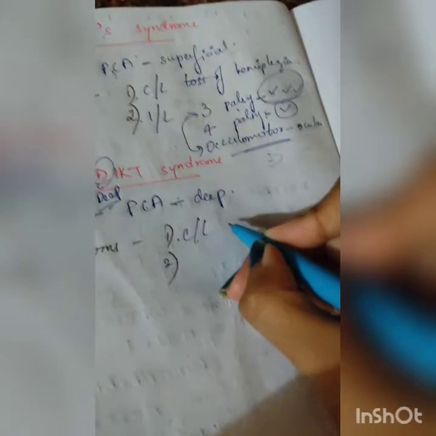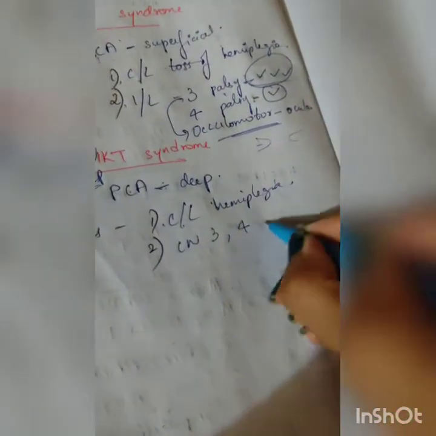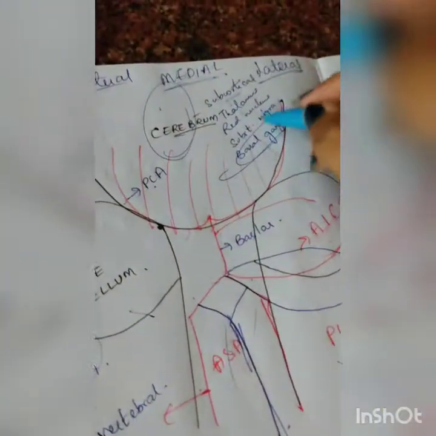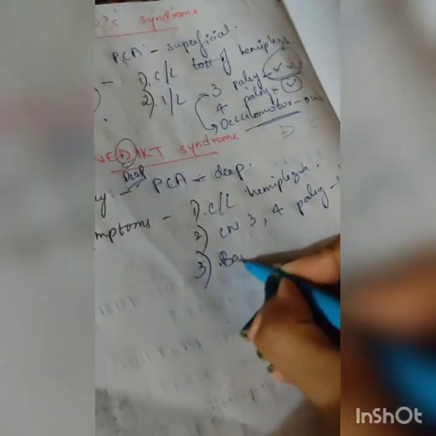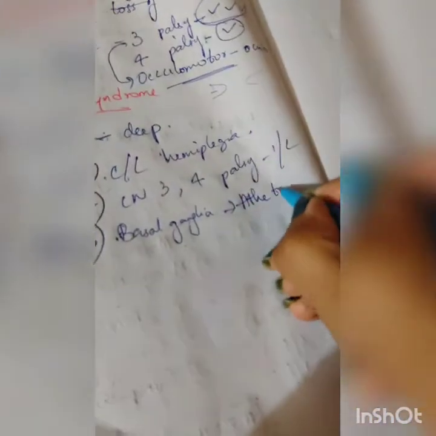When deeper, first of all, we have the same findings: contralateral hemiplegia and ipsilateral cranial nerve 3 and 4 palsy. The addition is that since the subcortical regions are affected, the main things we focus on are the basal ganglia and the red nucleus. Therefore, the basal ganglia is affected, and we are going to see athetosis. Athetosis is a finger moving like this, with slow writhing movements, without our knowledge, of course.